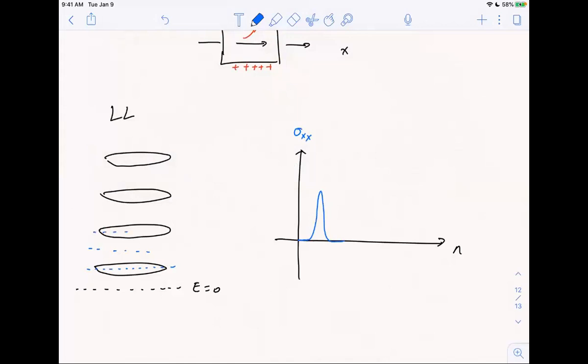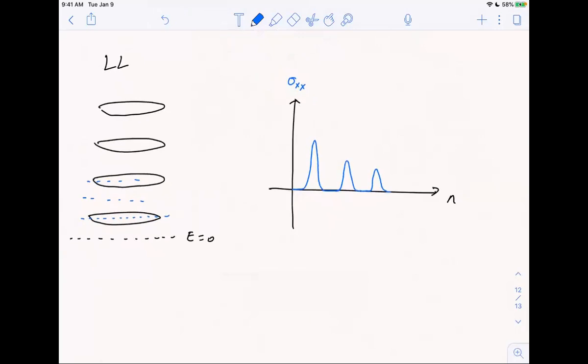Then you go to another level, then you go up, and then you drop to zero. Yeah, you have something like that. So you are inside the Landau level.